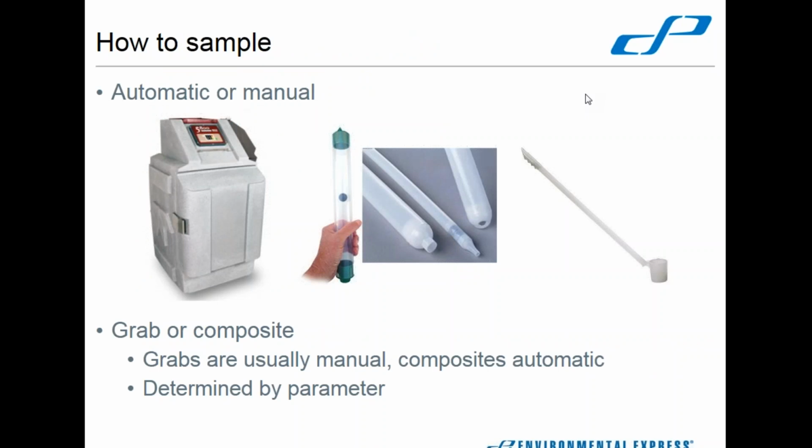Now the basics of getting your samples. Two choices really: automatically collect samples or manually collect samples. And usually that's going to be determined by the type of sample or by the parameters that you're collecting the sample for. There are certain parameters that you have to do what's called a composite. And that is often an actual series of samples that you have pulled from the same spot, usually over a 24-hour period.